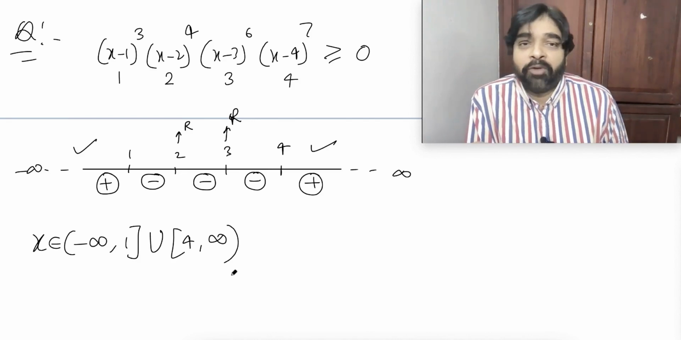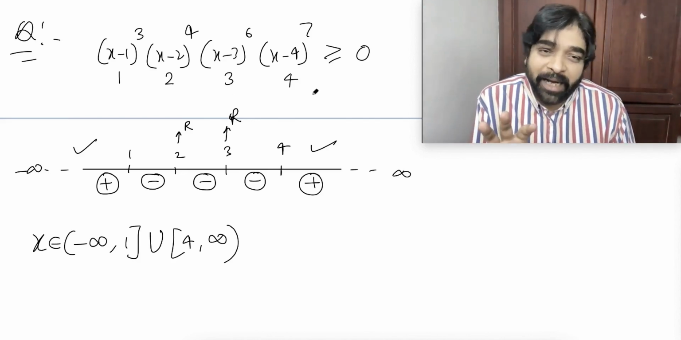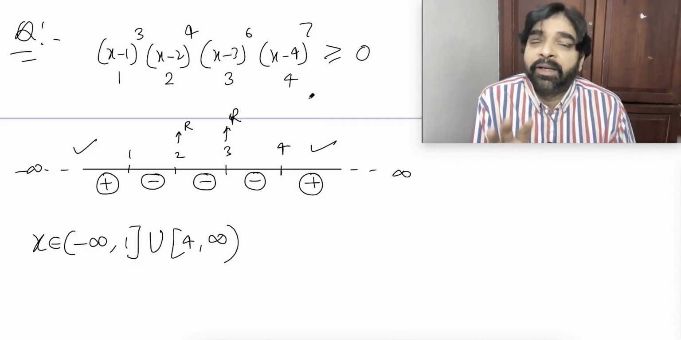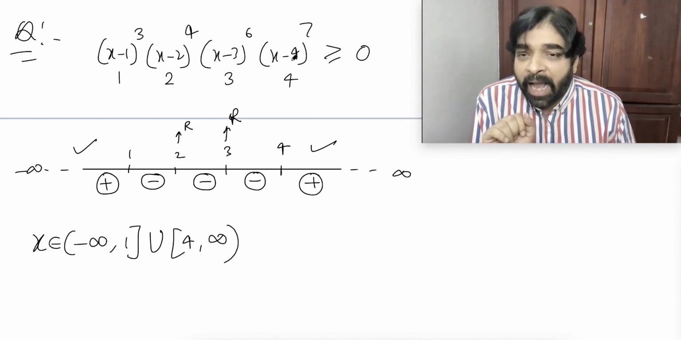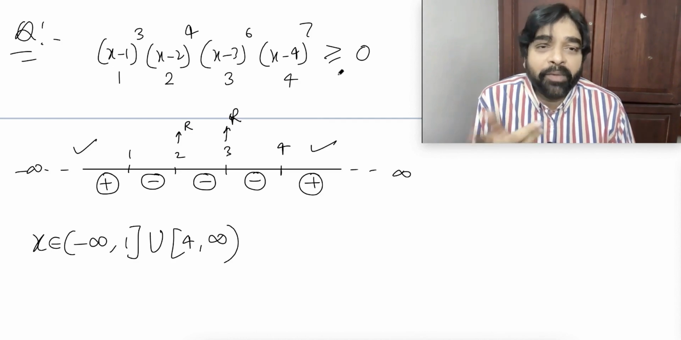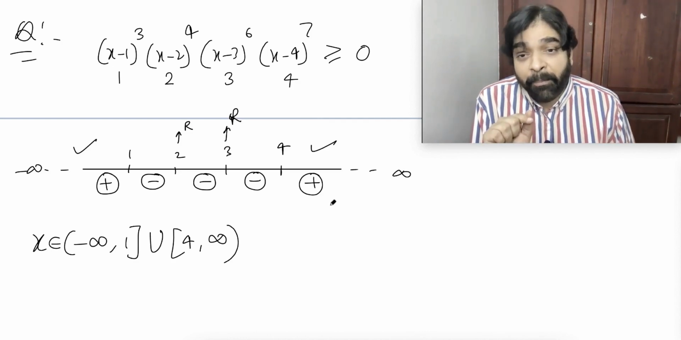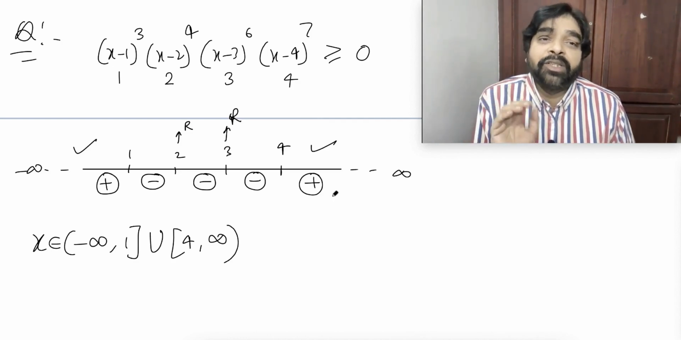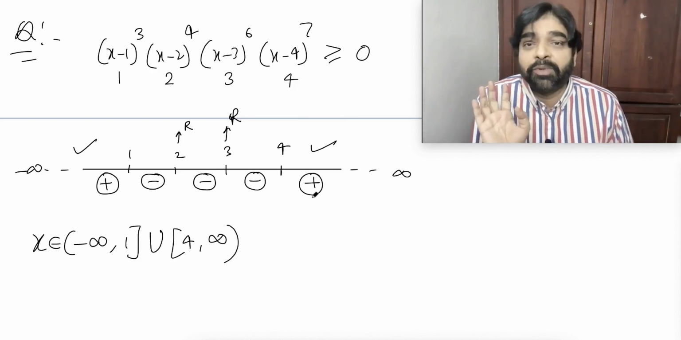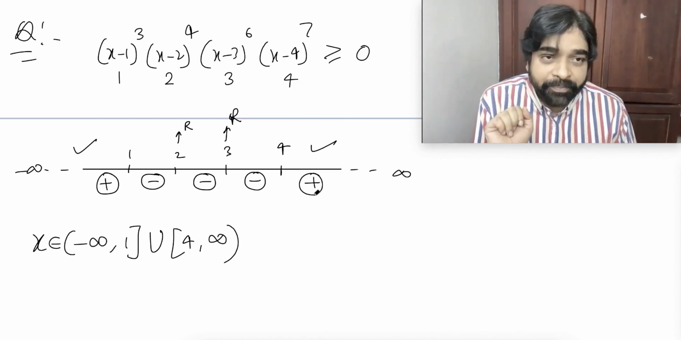You have to solve for greater than or equal to 0. This is a slightly complicated initial stage, so those who are learning inequality for the first time, please listen carefully. I have to solve for this greater than or equal to 0. This number line can take care of greater than 0 very perfectly. But for equal to 0, sometimes a problem can happen.